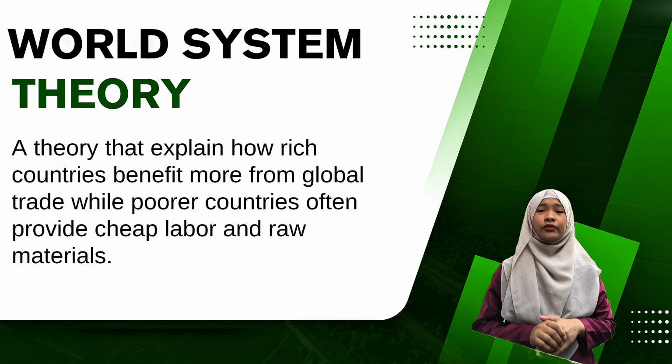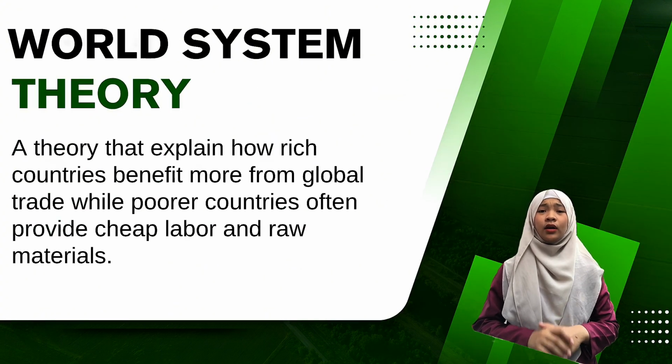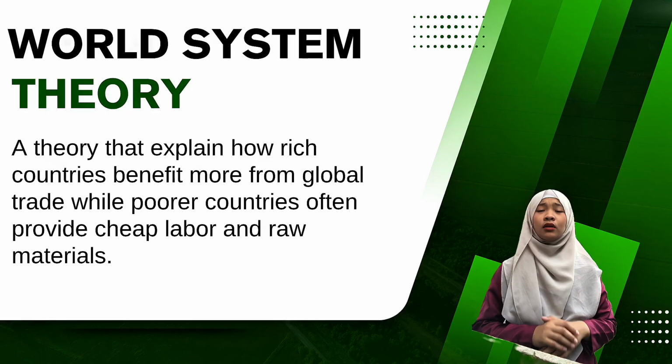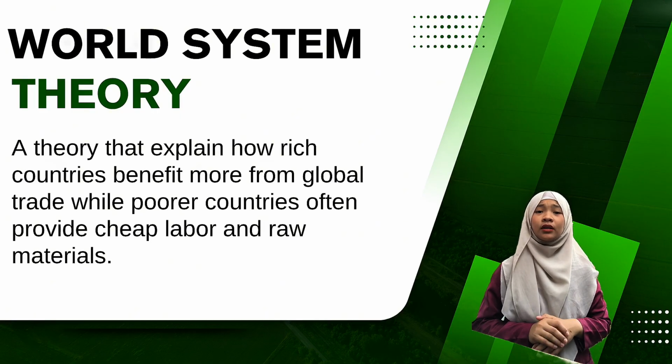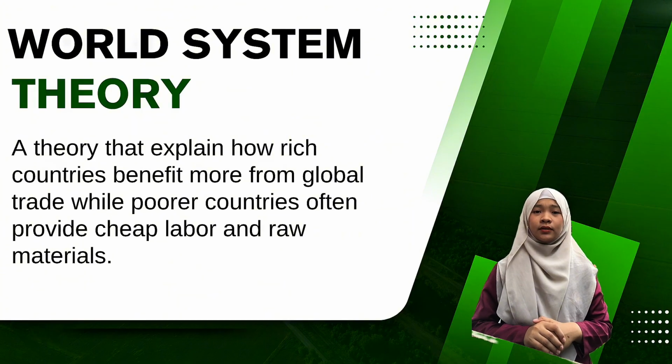So this topic also explains world system theory. This theory says that in the global economy, there are usually winners and losers. Developed countries often become the winners because they benefit from cheap labor and low-cost production in poorer countries. Meanwhile, developing countries often stay poor because they provide labor and raw materials but receive smaller profits.